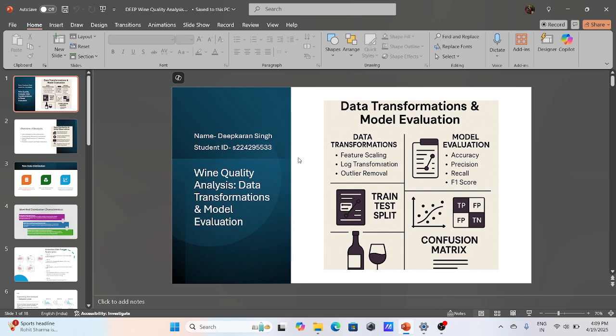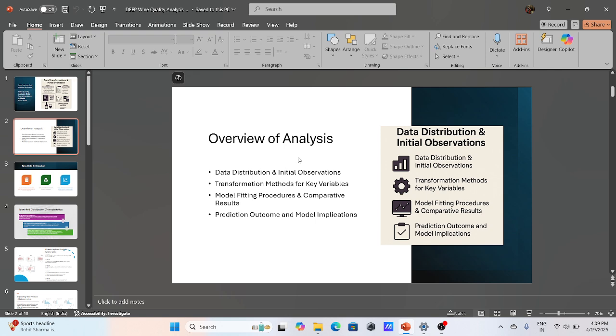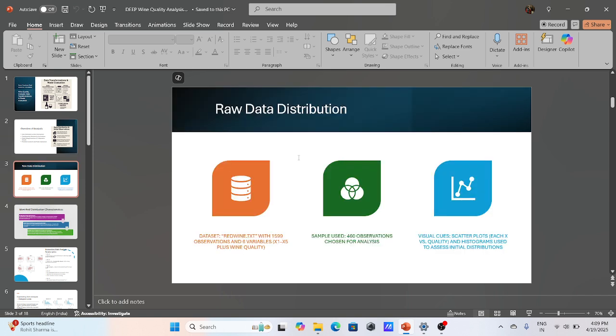In this project, my aim is to explore and model a subset of the Red Wine dataset to predict the alcohol content based on the chemical properties of the wine. The basic overview of my project is: data distribution and initial observation, transformation methods for key variables, model fitting procedures and comparative results, prediction outcome and model implications.